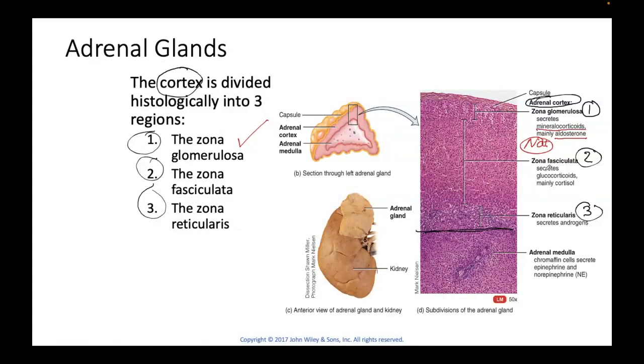The zona fasciculata is going to secrete glucocorticoids. The main glucocorticoid is called cortisol. That's the biggie. Cortisol. The innermost portion is the zona reticularis, and that's going to secrete androgens, okay, like testosterone. Once we're past that, we're in the adrenal medulla, and that's going to push out epinephrine and norepinephrine, the inner part.